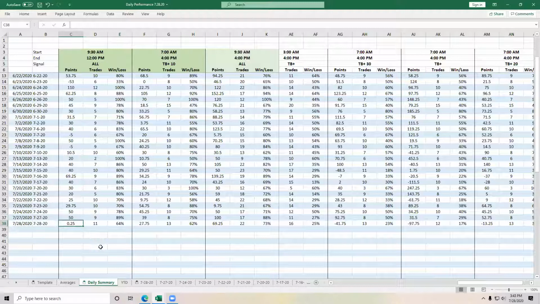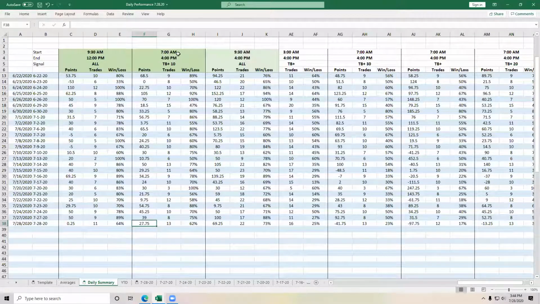Today's performance was just one tick, literally $5 per contract after 11 trades. So we talked in the live trading room today that it was a little more challenging, but still, not too bad considering how challenging it was. And then in the second category, we did 13 trades for 27 3/4 points.